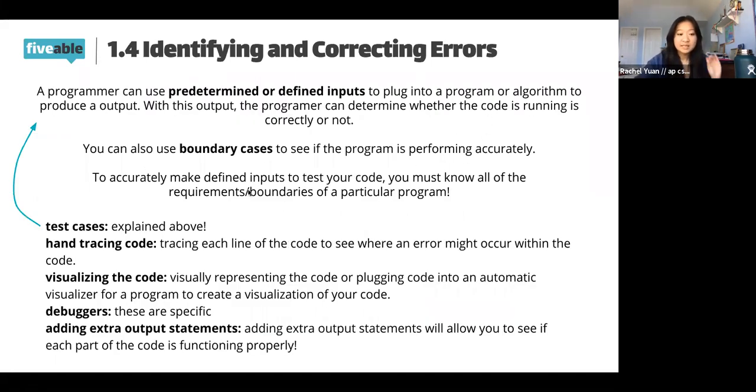Test cases are when a programmer can use predetermined or defined inputs to plug into the program to produce an output. So when you are finding these inputs that you want to put in, you have to know what is going to be outputted if the code were to run properly in an ideal world. And so you put this in, and if it doesn't work, then clearly your code is not working. But if it does work, that means your code's working for right now, so that's pretty good.